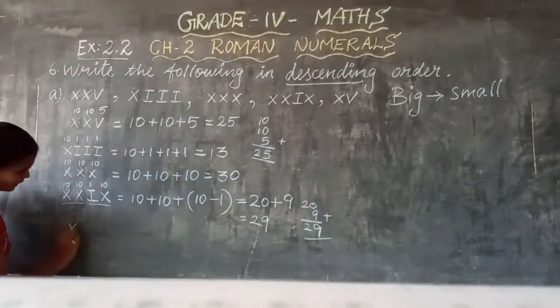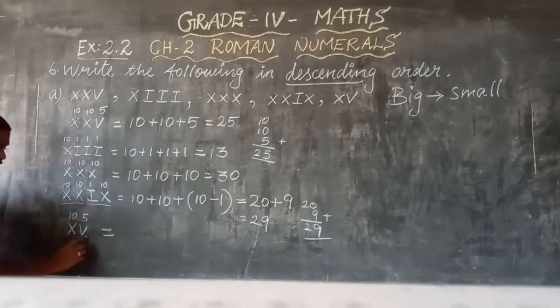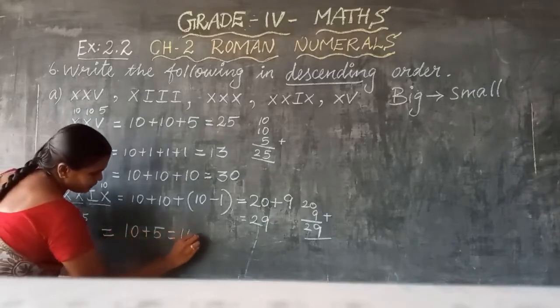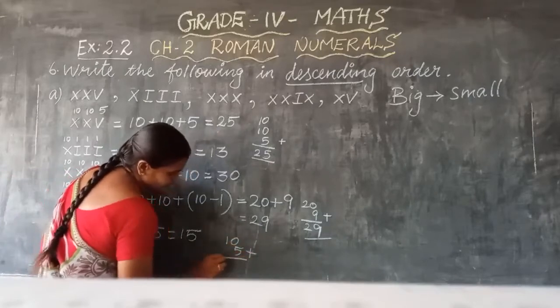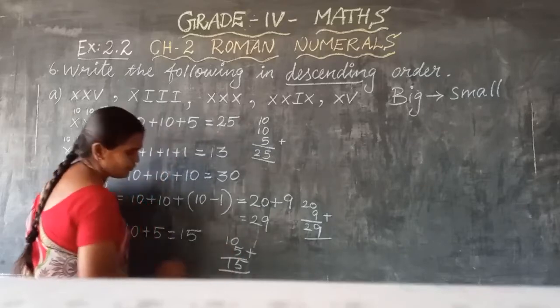Next number XV. X value 10, V value 5. So here which one is the greatest number? 10. Right side we have the small number. So addition. 10 plus 5, 15. So 15.